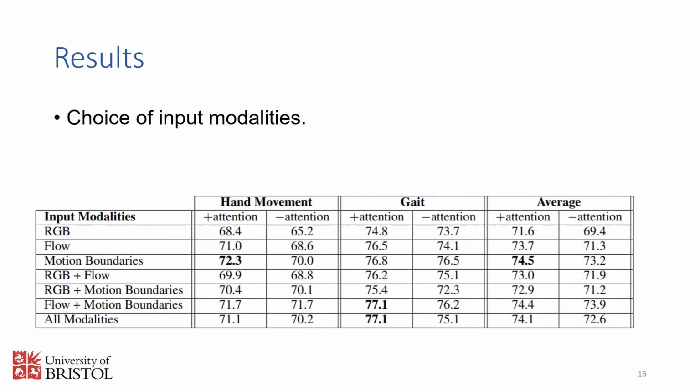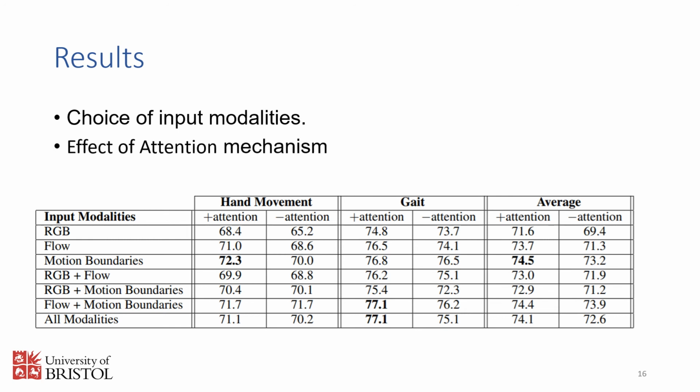The results in this table show comparative evaluations on different input modalities. For the hand movement task, motion boundaries alone perform best. However, for the gait tasks, where there is much more dynamic movement, all modalities perform comparatively well. But as you can see in the table, in this task our model with flow and motion boundaries achieves the best performance. On average, the use of motion boundaries is promising as a significant extra modality because it can contribute to improved results.